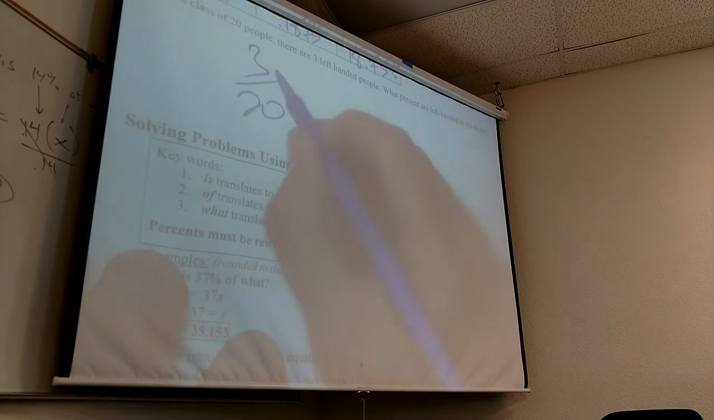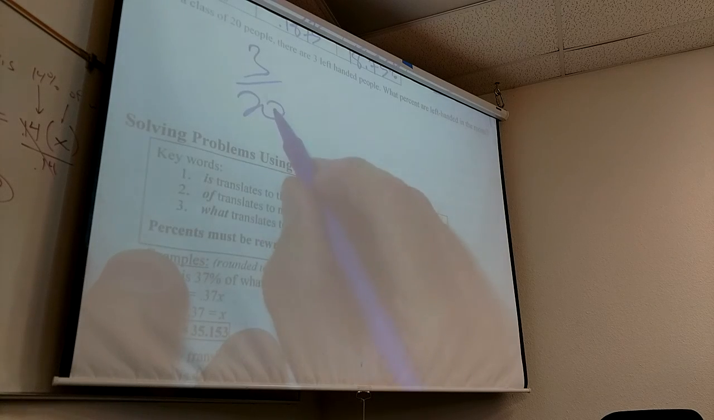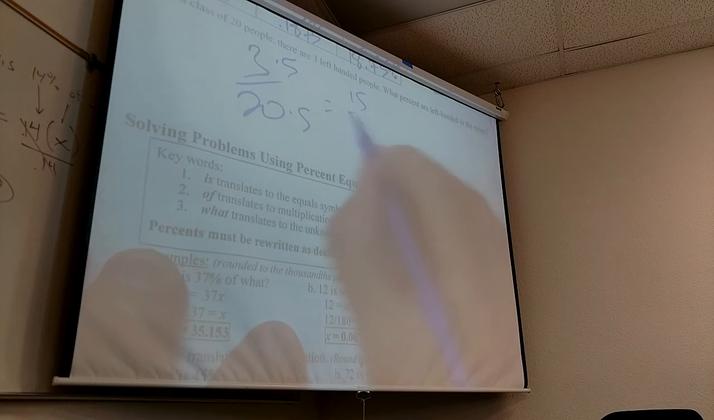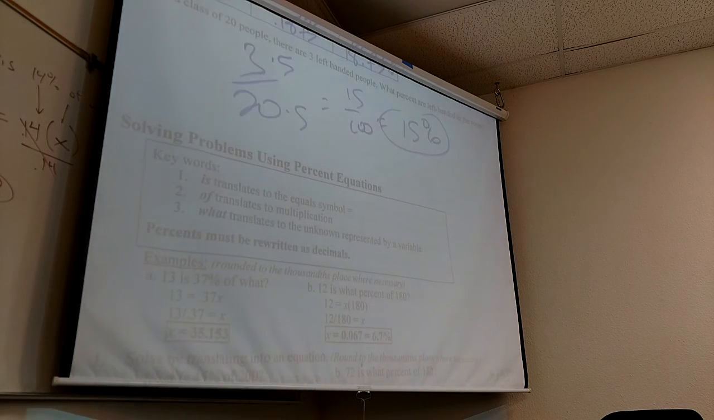And then how do I make it into a percentage? Can I make the bottom become 100? Yeah. Multiply by 5. 15 over 100, which is? 15%. Good. Or doing it on your calculator, you get 0.15, move the decimal over, you get 15%. Is that decent? Yep. Don't do 20 over 3.